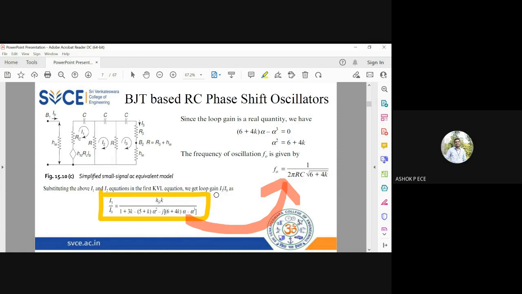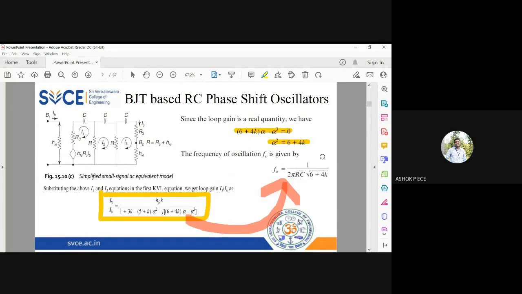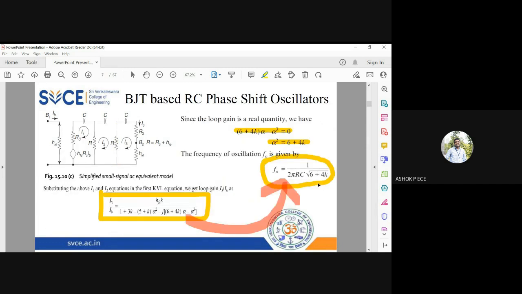For finding the frequency of oscillation, equate the imaginary term to 0 and put omega equal to omega naught. So the imaginary term, you see, 6 plus 4k into alpha minus alpha cube. So equate that to 0, or alpha square equal to 6 plus 4k. And what is alpha? 1 by omega CR. Here it is 1 by omega naught RC. And if you replace that, you find f naught is going to be 1 by 2 pi RC into root of 6 plus 4k. And K is going to be RC by R. RC is your collector resistance, and R is the resistance which is available in the feedback path of your RC phase shift oscillator.